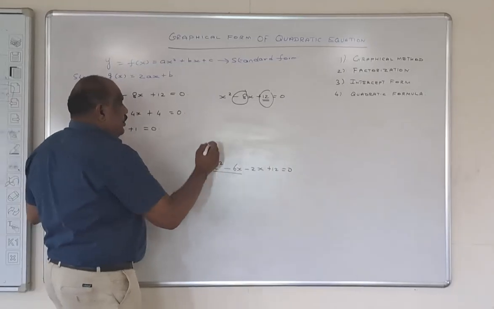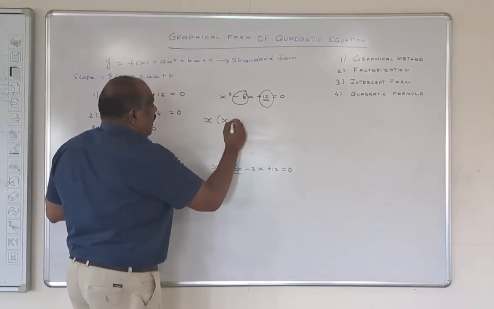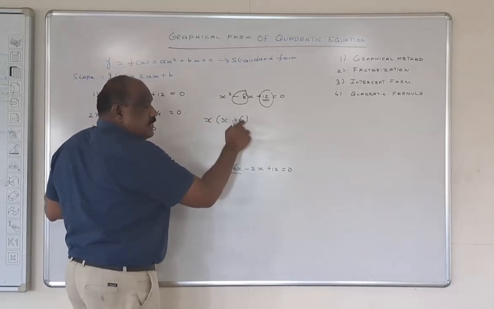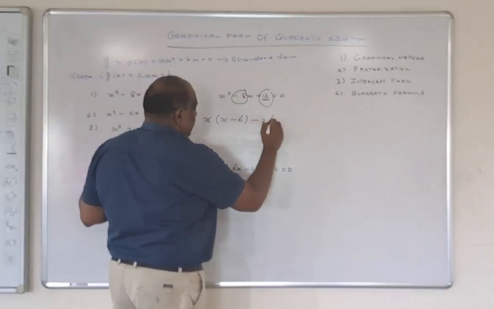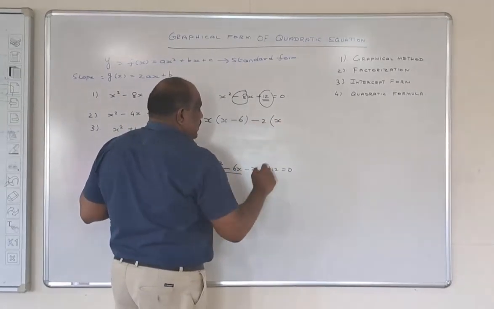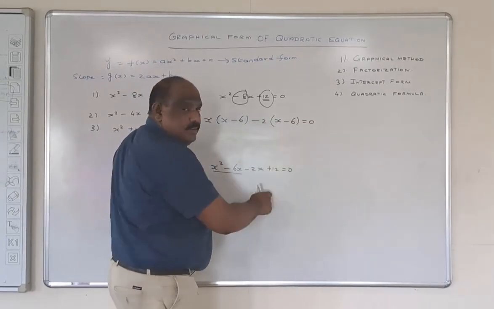From the first two terms, you take x as common. So it is x into x. So it becomes x squared minus 6, so x squared minus 6x. In these two terms, you take minus 2 as common. So it becomes what? x minus 6 is equal to 0. Why? Minus 2x plus 12.